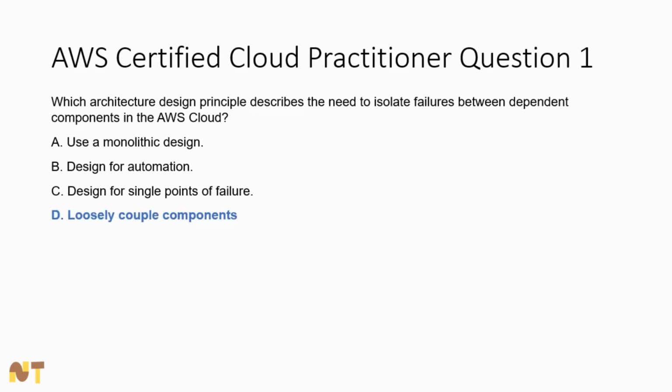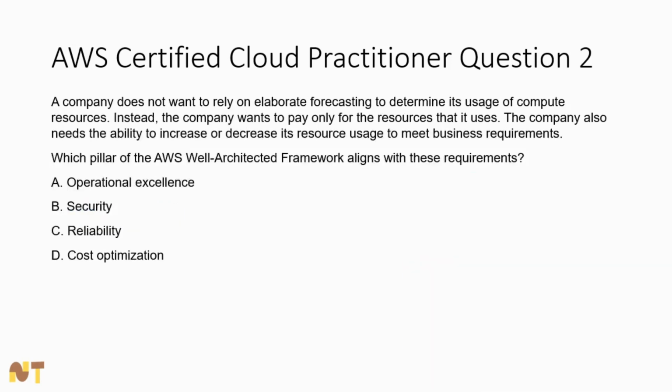So guys, moving on to the next question. A company does not want to rely on elaborate forecasting to determine its usage of compute resources. Instead, the company wants to pay only for the resources that it uses. The company also needs the ability to increase or decrease its resource usage to meet the business requirement. Which pillar of the AWS Well-Architected Framework aligns with these requirements?